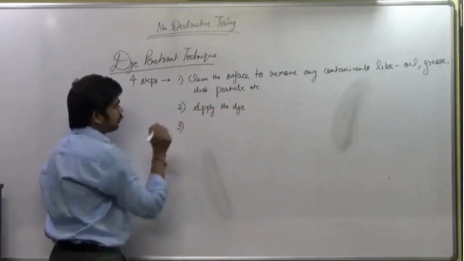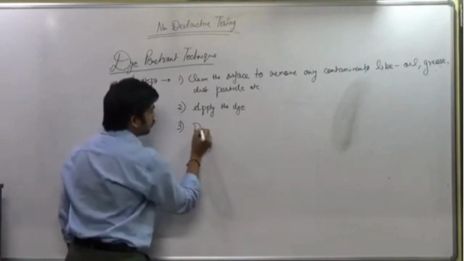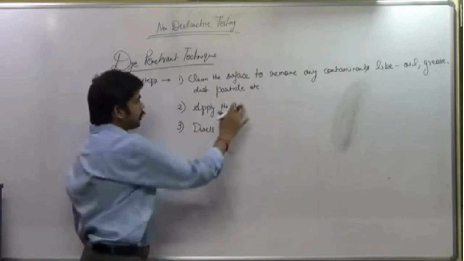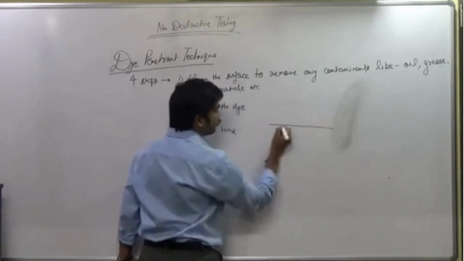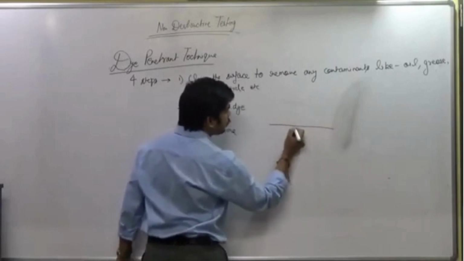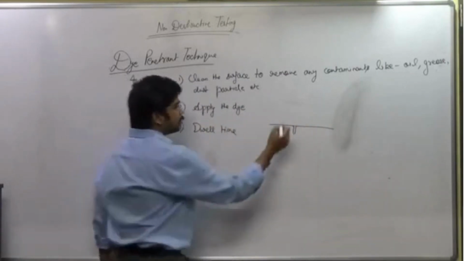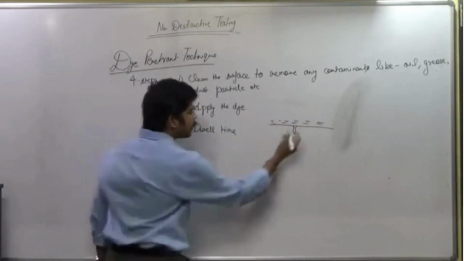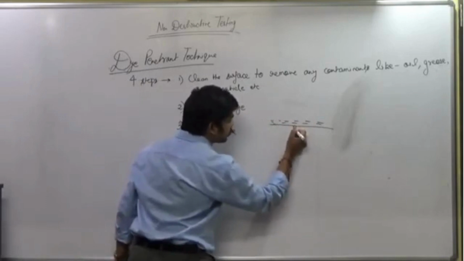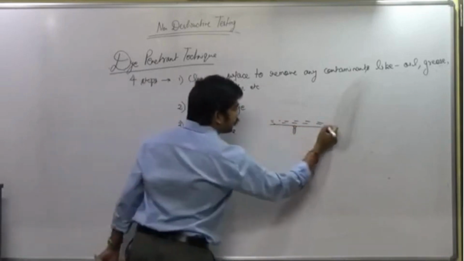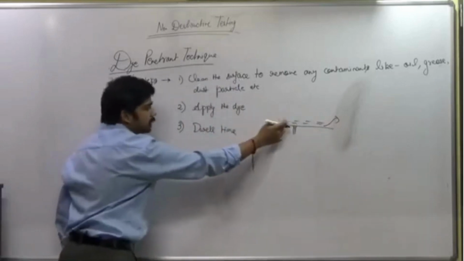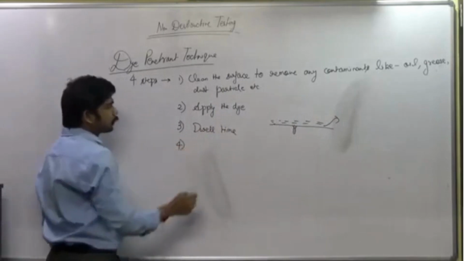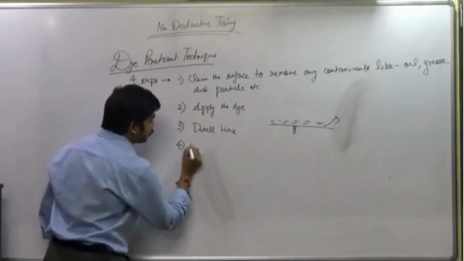And then third, you have to give a dwell time. Let us suppose that you have a machine member here which you want to test, and there are some cracks here, and you are applying a dye. You have to give some time so that this dye goes inside the crack. That time for which we wait to settle the dye in the crack is known as dwell time.